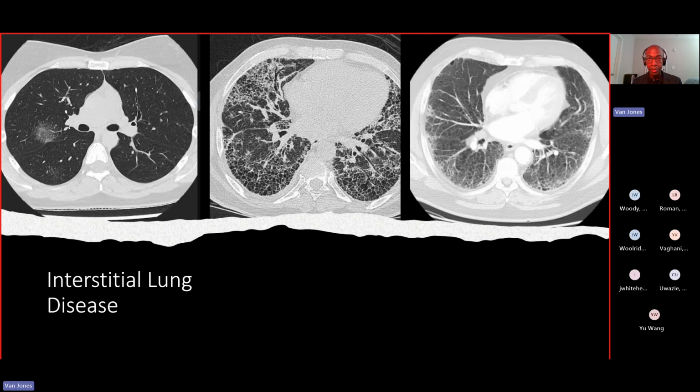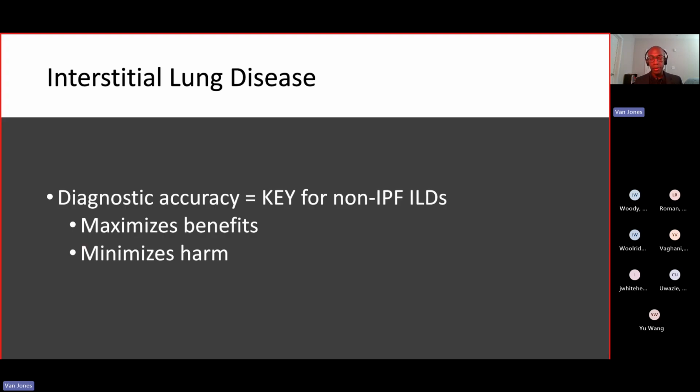Because there are different ILDs with different underlying pathologies, it is crucial to diagnose the ILDs accurately, because that can lead to optimal tailoring of agents used to target those ILDs. Different agents respond differently to different diseases. With accuracy, you can tailor treatments to that specific disease, maximizing the benefits from those agents and minimizing harm from a progressively worsening ILD that's not responsive, and minimizing harm from side effects of the treatments, because these treatments can have some nasty side effects.